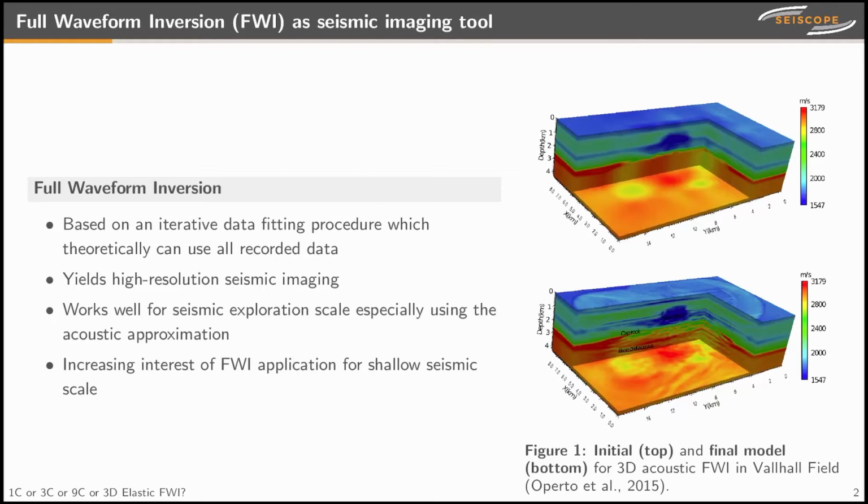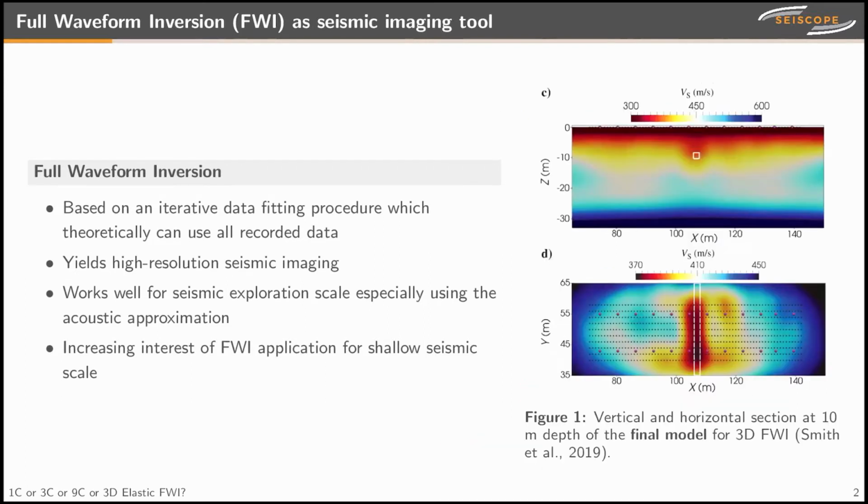As you can see on the figure on the right, at the top is the initial model which was obtained from the travel time tomography, whereas the figure at the bottom is the result from the FWI. You can see the increase of the resolution and the clarity due to the usage of FWI. The popularity of the FWI does propagate to the shallow seismic community as well, because there is growing interest in FWI application for this particular scale.